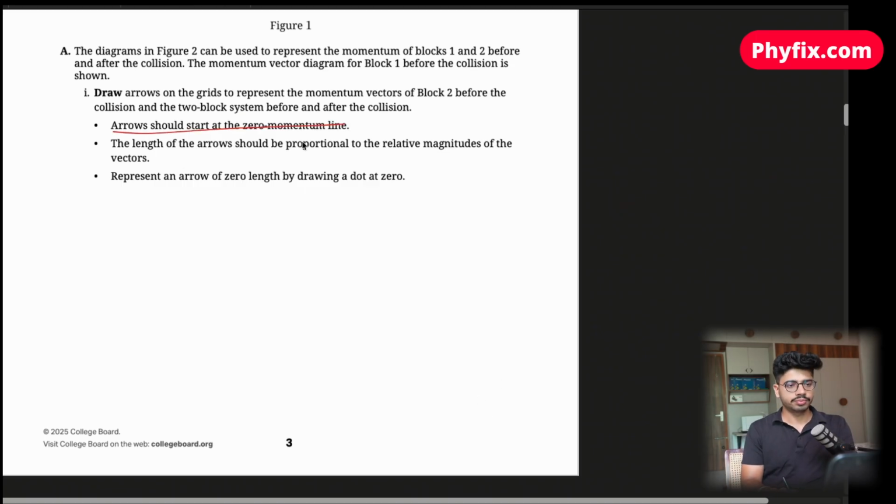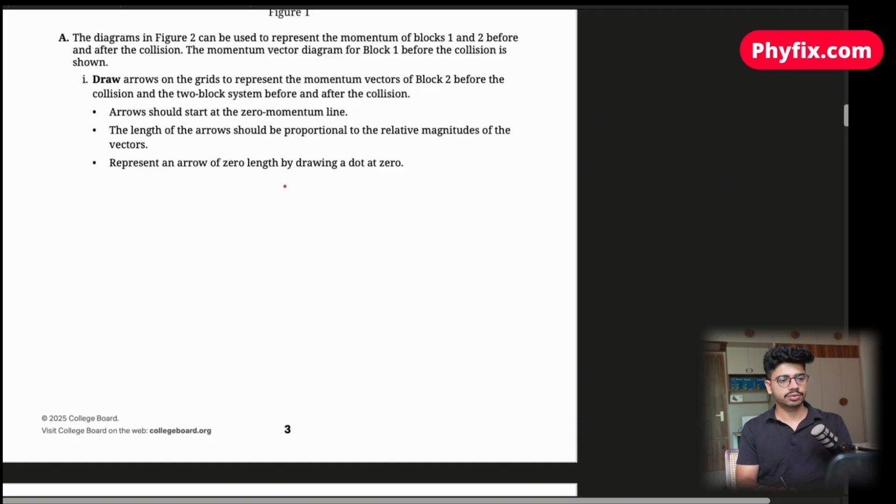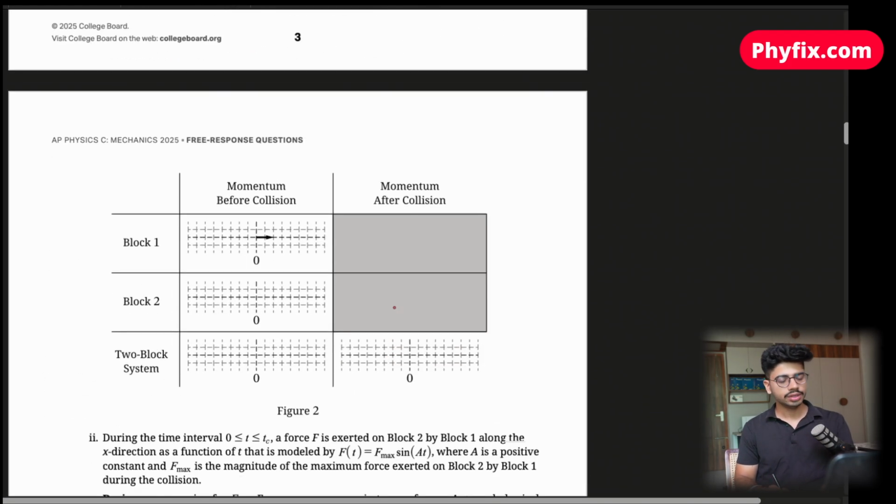The arrows should start at the zero momentum line. The length of each arrow is proportional to the relative magnitude of the momentum. Arrows of zero length should be represented by drawing a dot. So they're asking to draw the momentum of block 1 and block 2 before the collision and after the collision, and that we have to figure out.